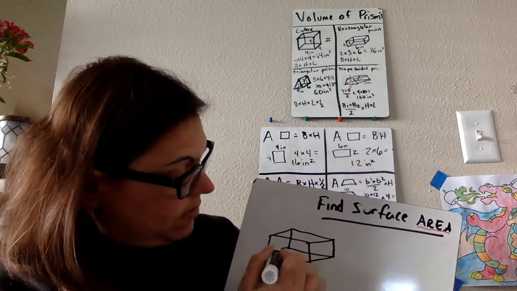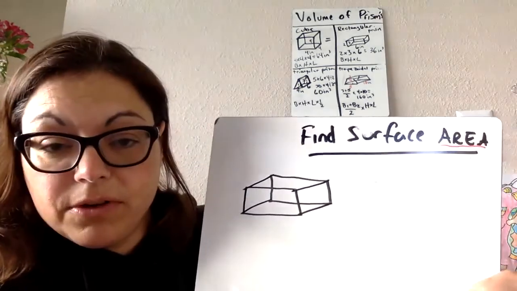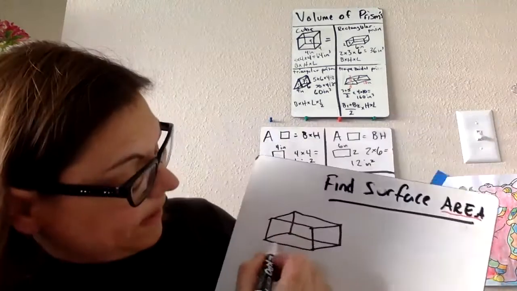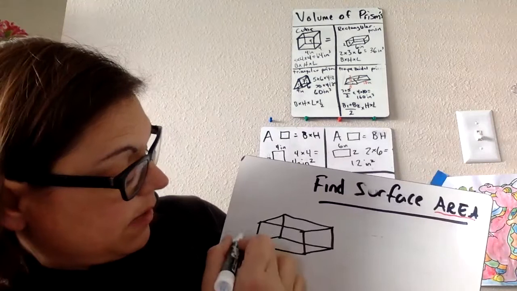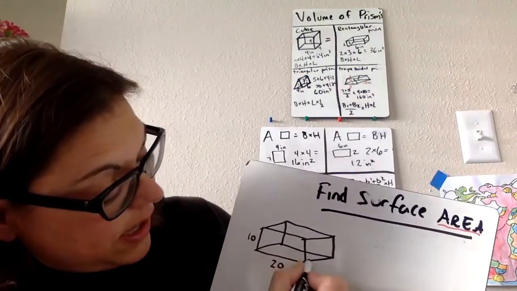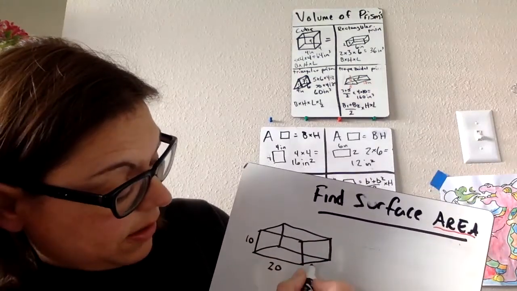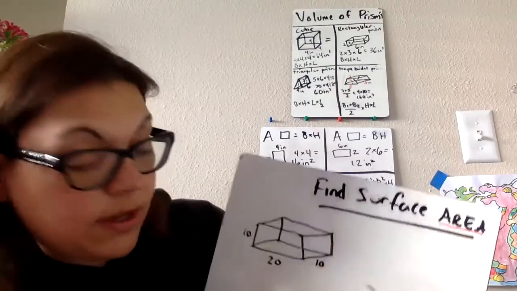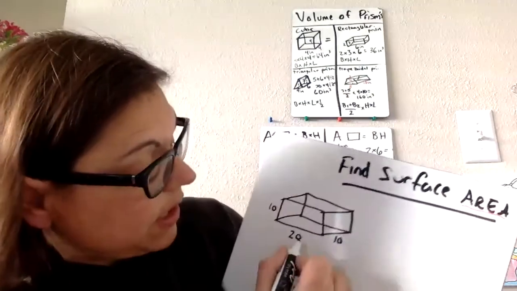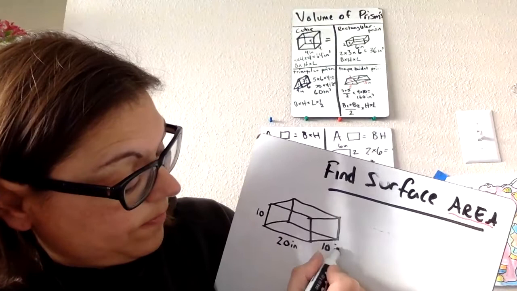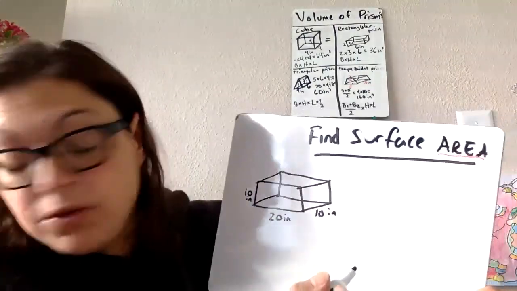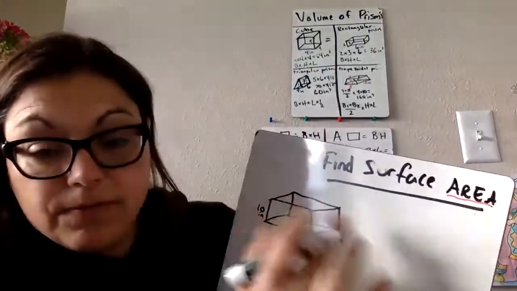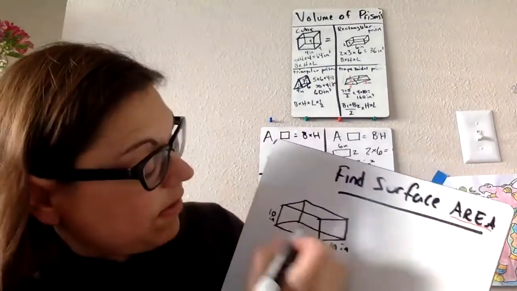here's our rectangle, and we'll go ahead and put some numbers on there. So we can do, how about we do 20, and we'll do 10, and we'll make our height there. How about we'll do another 10, just to make it easy. Okay, all in inches. Okay, so you know we have 6 different faces that we need to find the area for.